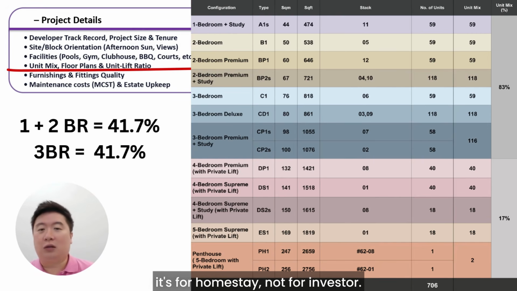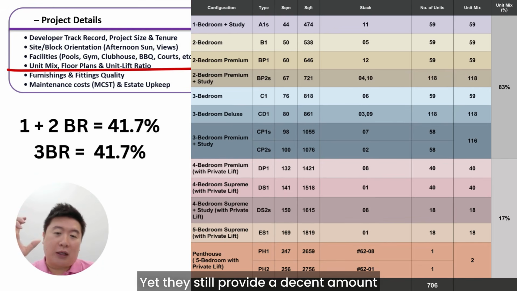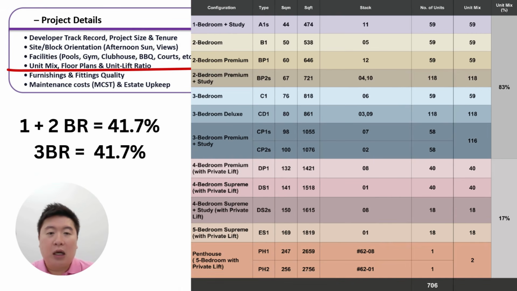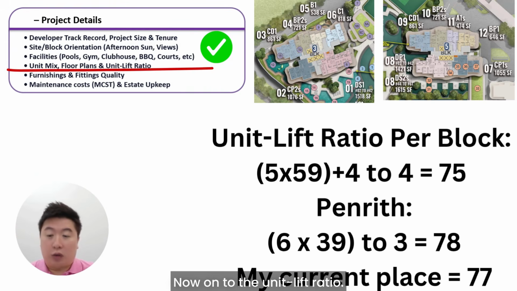Definitely is for homestay, not for investor. Yet they still provide a decent amount of investor, which is like 41.7%. So yeah, I like this type of unit mix. Now on to the unit lift ratio.